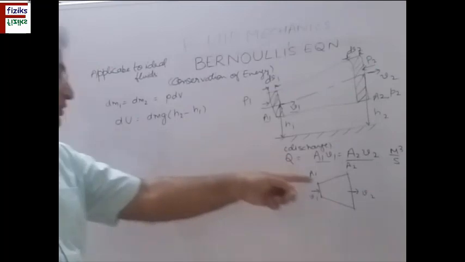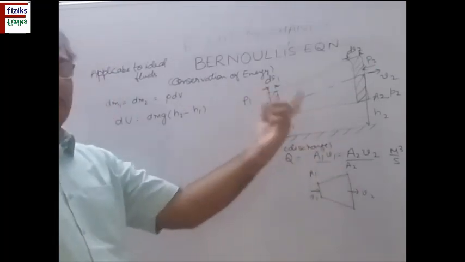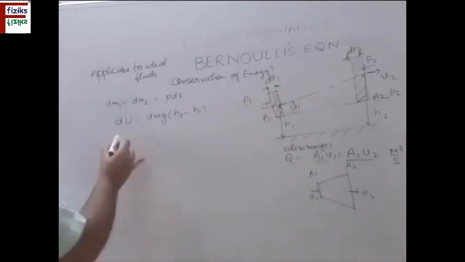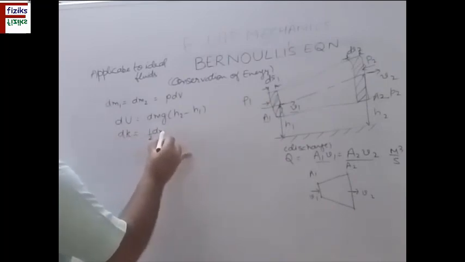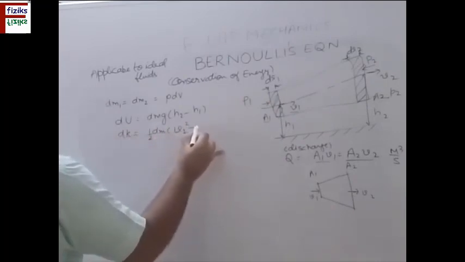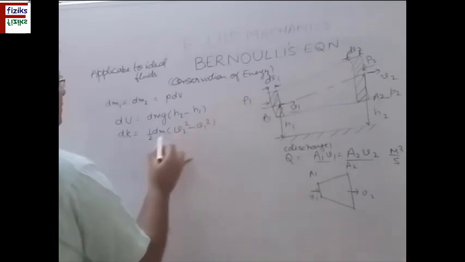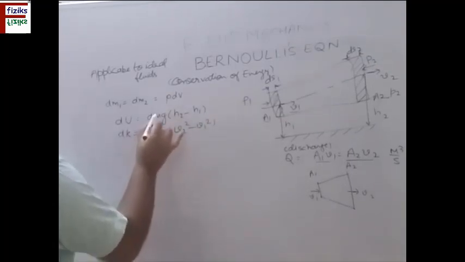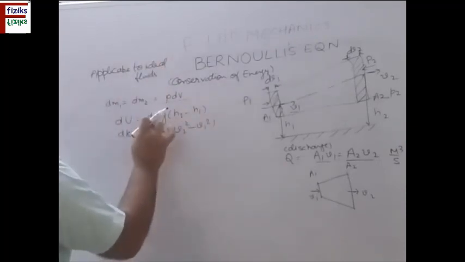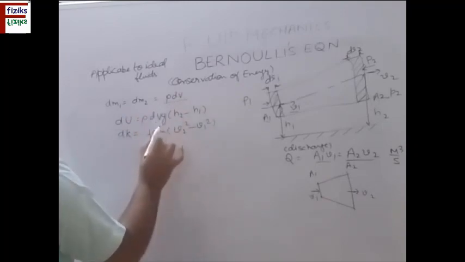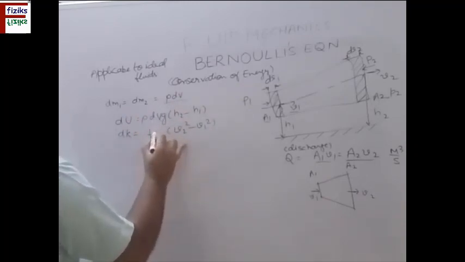So the velocity changes as the area of cross section changes. Change in kinetic energy is half m (V2 square minus V1 square). So I can replace dm with rho dV. Let me write here rho dV. Similarly here rho dV.